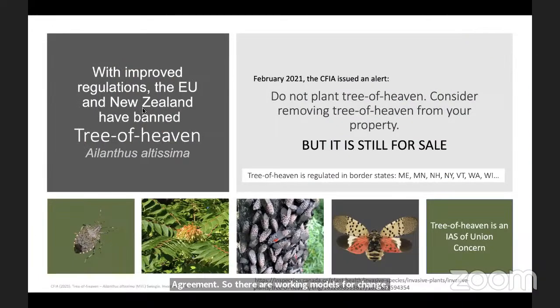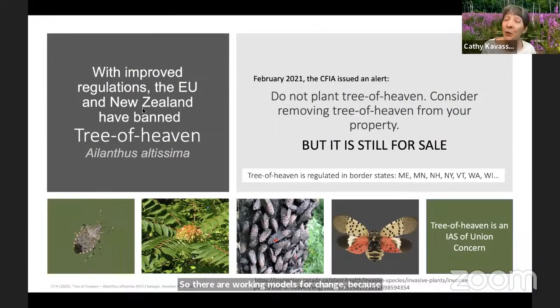Oh gosh. Because the European Union and New Zealand and certain US states have better laws and regulations, they can prohibit the sales of ornamental trees like Tree of Heaven. Here in Canada, the CFIA recognizes that it poses significant threats to the environment, the economy, and public health. Because we lack the laws, all the CFIA can do is publish an alert: do not plant Tree of Heaven, consider removing it from your property, but still it remains for sale.